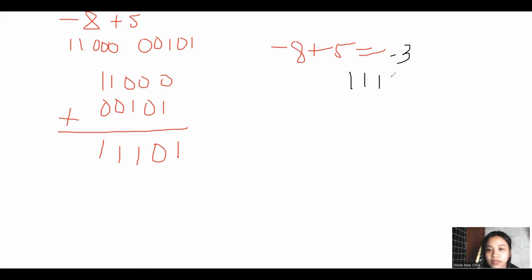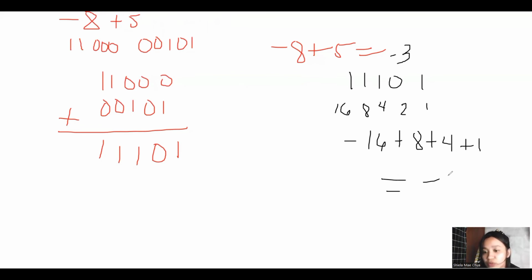And 1, 1, 1, 0, 1, is it equal to -3 or not? Let's check. If it's 1 and this is 2, 4, 8, and 16. -16 plus 8 plus 4 plus 1 is equal to -3. So basically, our answer is correct.